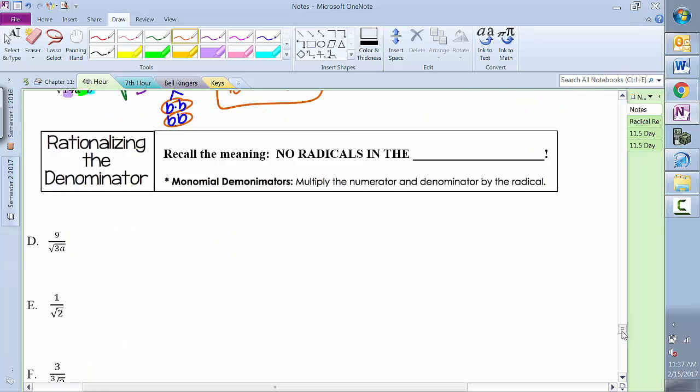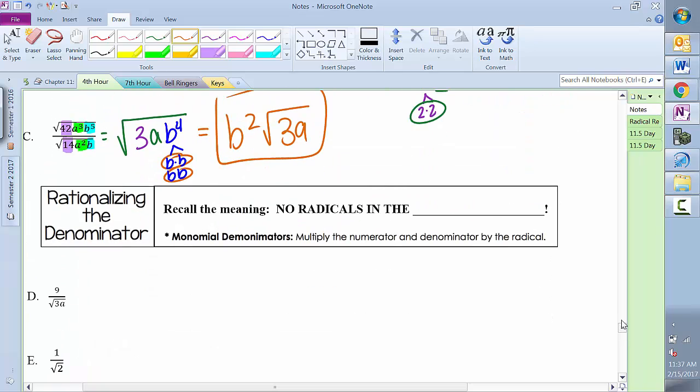Now, this is something that you've done in the past, but we're going to bring it back, and this is really all we're doing today. We're going to probably go till 45, like I said. Rationalize the denominator. If you hear me say rationalize the denominator, all you're going to be doing is multiplying the top and bottom by whatever's in the denominator, and I'll explain what that means. Recall the meaning: there are no radicals in the denominator.